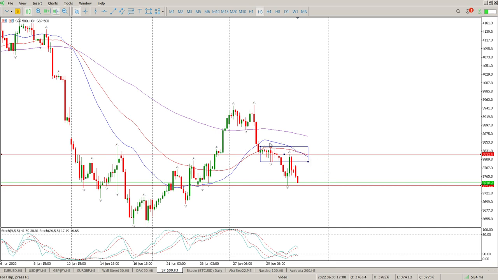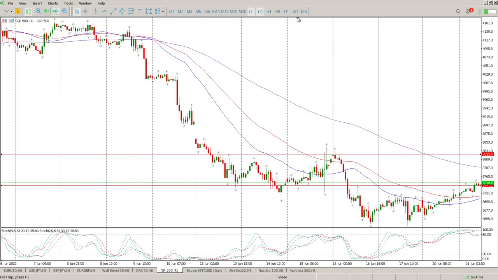Important to note, we had a bullish crossover of the moving averages early in the week, and it is now a bearish crossover with the oscillators looking like they're going to cross over again. So we are still looking for shorts, and we're looking for opportunities to be short.